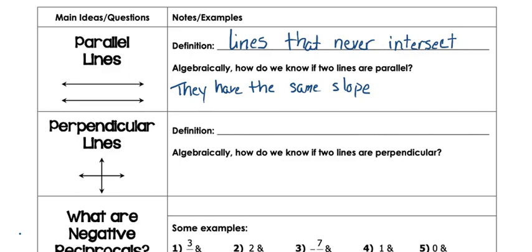Remember, if you wanted two lines to go beside each other without crisscrossing, they start in different places and then they run the same path, or they run in the same direction. So they have the same slope.